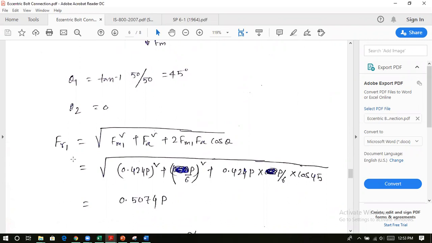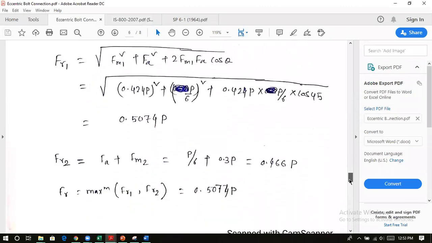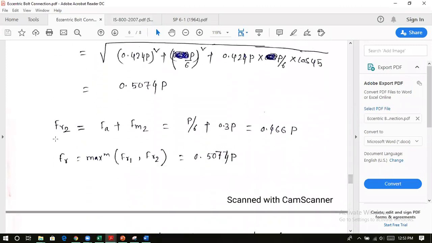So that is Fm1 square plus Fa square plus 2 Fm1 into Fa into cos theta, under a square root. We have found out these values earlier. So the resultant force on bolt 1 will be 0.5074 P. Okay, and similarly for bolt 2, simply we can take the scalar sum Fa plus Fm2. Fa is P by 6, that is the same for all bolts, and Fm2, force due to moment on bolt 2, we have just calculated, is coming out to be 0.3. So the resultant force on bolt 2 is 0.466 P.